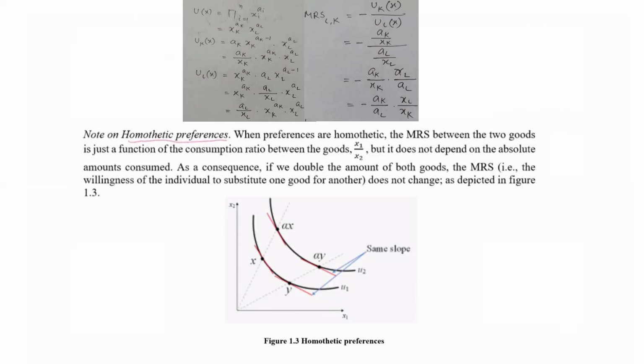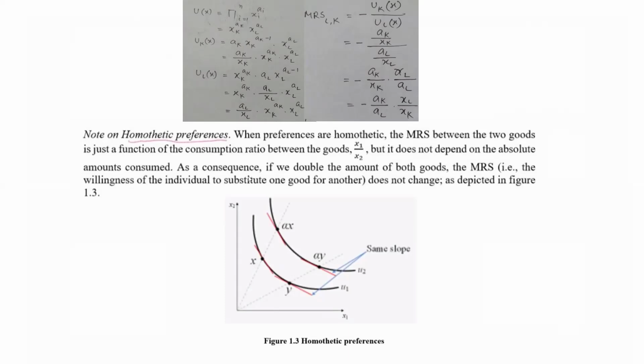So if we want to check this, and if we multiply x1 with a and x2 with a, by the same amount a, then the ratio will be a times x1 divided by a times x2. That means a will be cancelled out, and we will get the ratio x1 divided by x2, equal to the previous one.